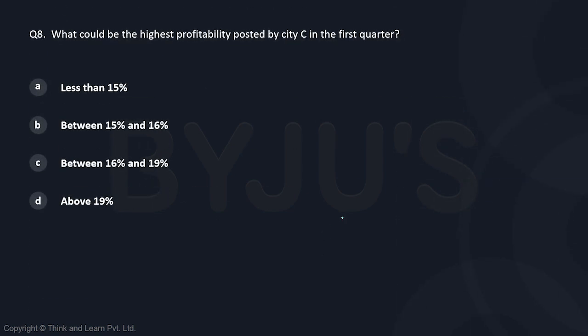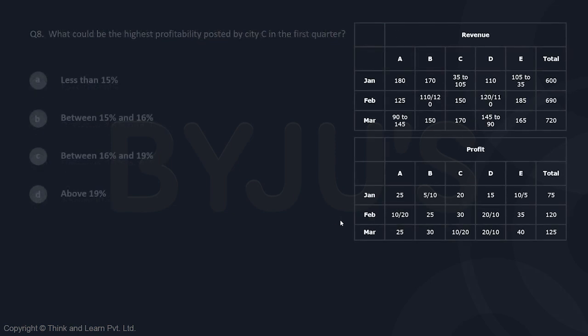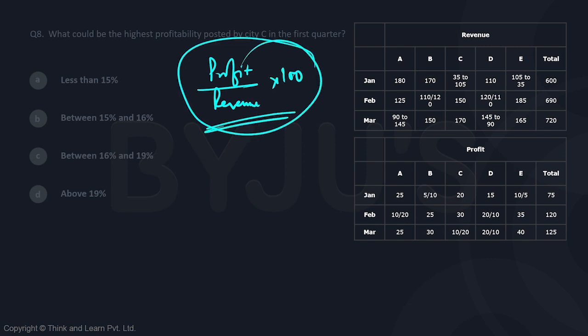Now, question number 8, what would be the highest profitability posted by city C in the first quarter? Let's check that. So now what is profitability? It is profit as a percentage of revenue, profit by revenue into 100. So when is it highest? Of course, it will be highest when profit is on the higher side and revenue is as low as possible. In that case, your profitability would be highest, right?